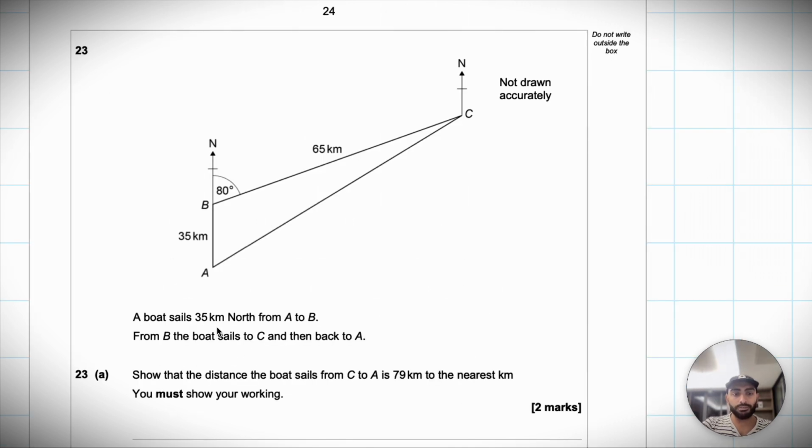Question 23. A boat sails 35 kilometers north from A to B. So A to B is 35 kilometers. From B, the boat sails to C and then back to A. So it goes to C and then it goes back to A. Show that the distance the boat sails from C to A is 79 kilometers to the nearest kilometer.